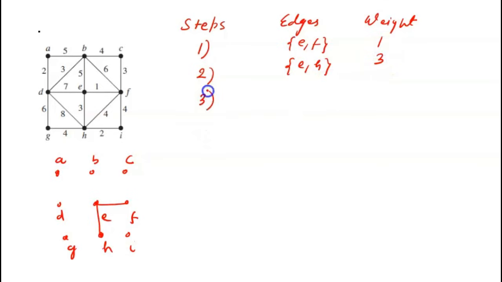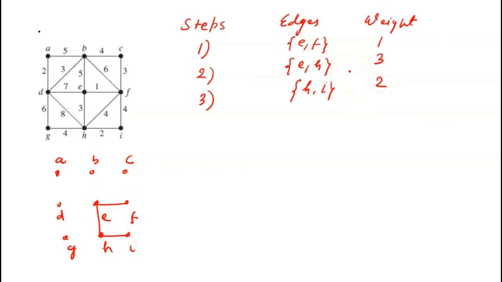Now in the next step, I have to look at all those edges which are incident on either E, F or H, and select the one with the minimum weight. You can clearly see that HI is an edge with minimum weight, so I am selecting HI, and here I am writing its weight, which is equal to 2.